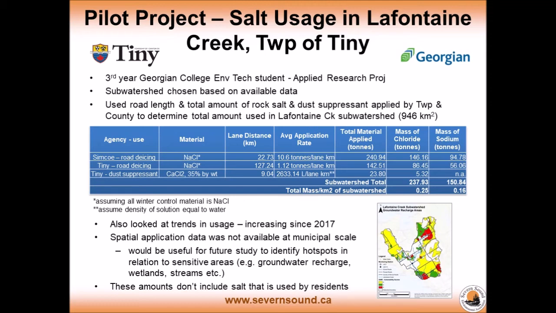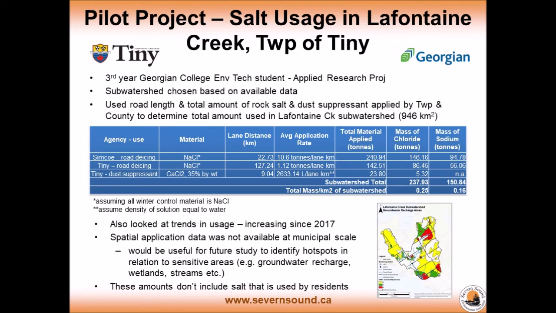So using GIS analysis techniques, she used road length and the total amount of salt and dust suppressant that was applied by both the township and the county to determine the total usage across the LaFontaine Creek subwatershed. So as you can see from the table here, she used roadway lane distance as well as the average application rate to calculate the total material that was applied. And then from there, we were able to calculate the mass of chloride and sodium in particular that was applied both on a watershed total basis and then also per unit area of the subwatershed.